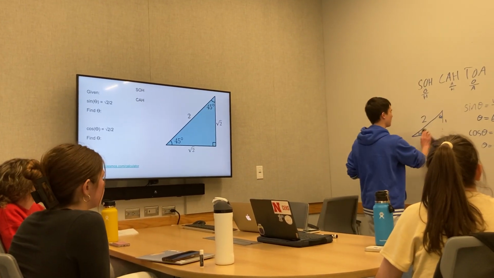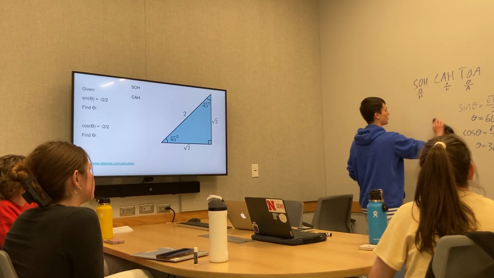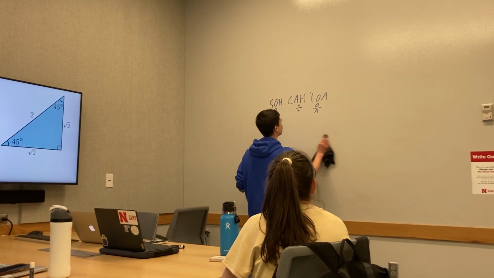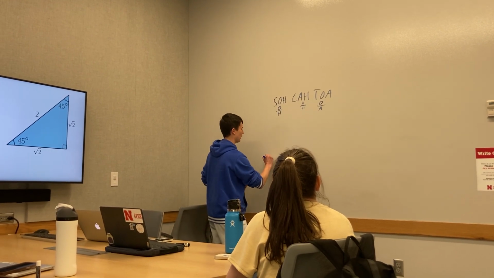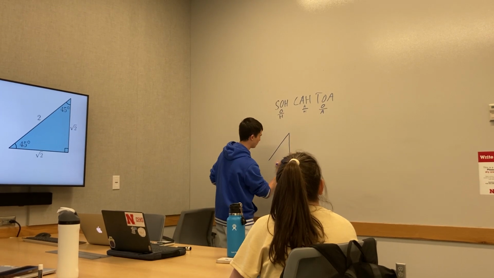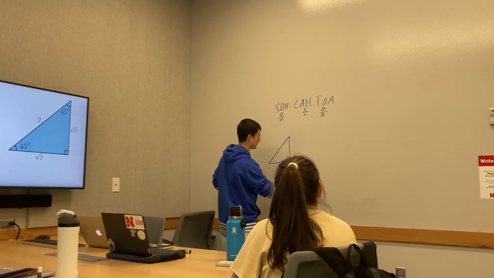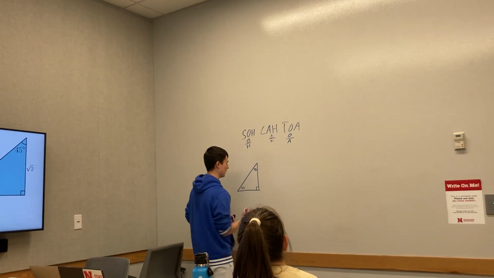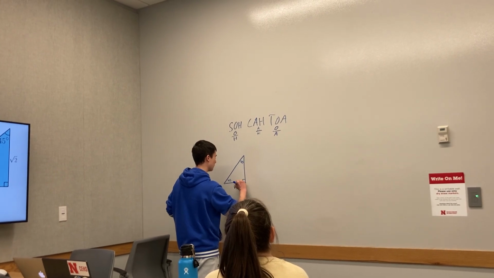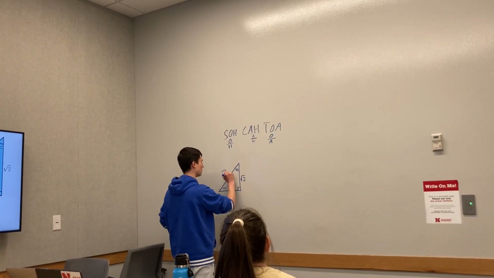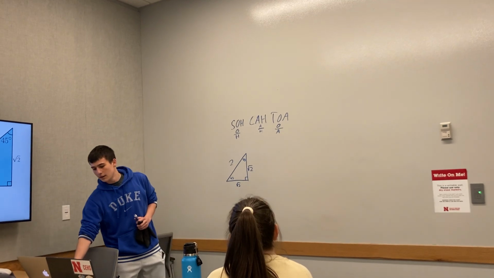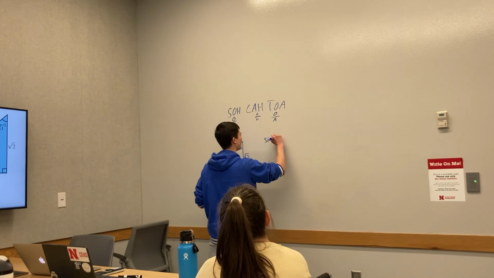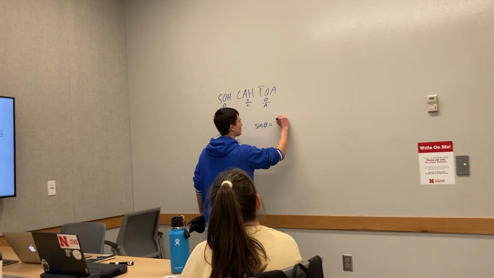Let's try it with our other triangle that we talked about. So we've got 45, 45, 90. This is square root of 2, square root of 2, 2, or 1, 1, square root of 2, either way. If we put the sine of theta equals square root of 2 over 2.